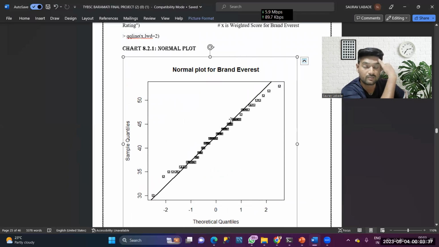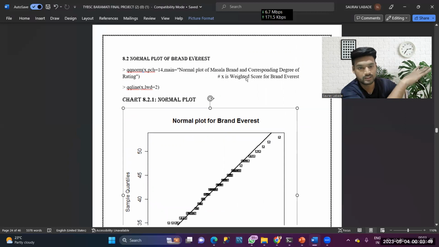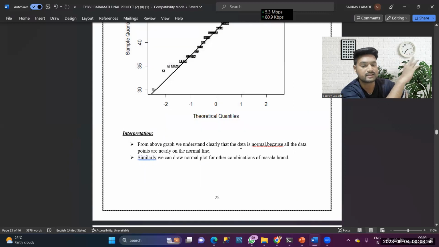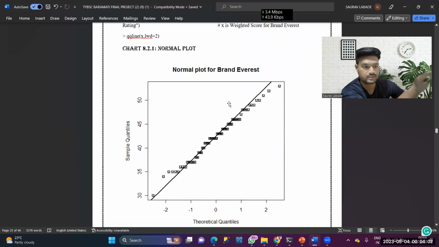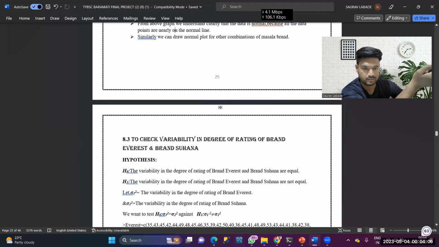Now all the points are pretty much close to that line. This is my normal line. Hence, I can say the data which I considered here for the brand Everest is normal data. So I can give the interpretation that the data for the brand Everest was normal in this particular project.